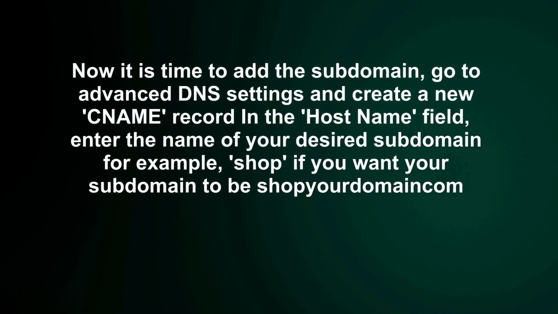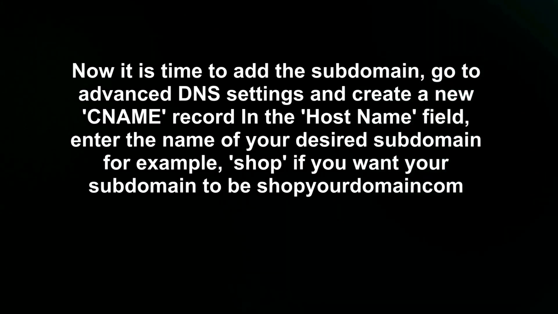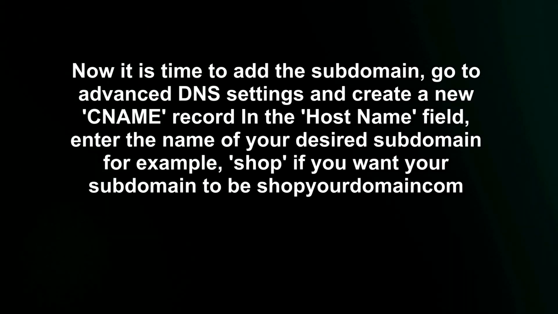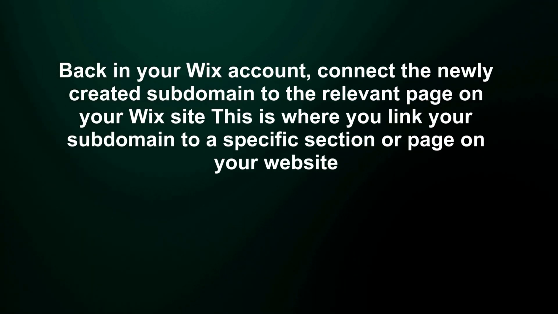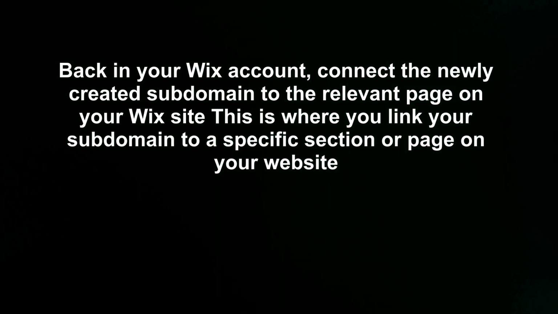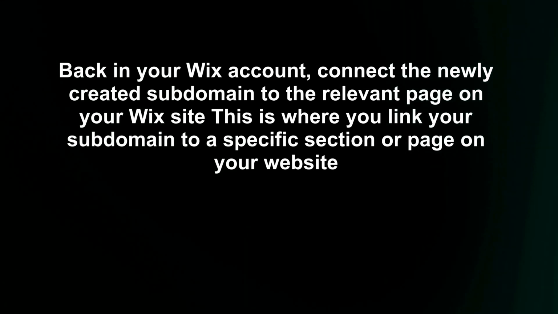Now it is time to add the subdomain. Go to Advanced DNS Settings and create a new CNAME record in the hostname field. Enter the name of your desired subdomain, for example, shop if you want your subdomain to be shop.yourdomain.com. Back in your Wix account, connect the newly created subdomain to the relevant page on your Wix site. This is where you link your subdomain to a specific section or page on your website.